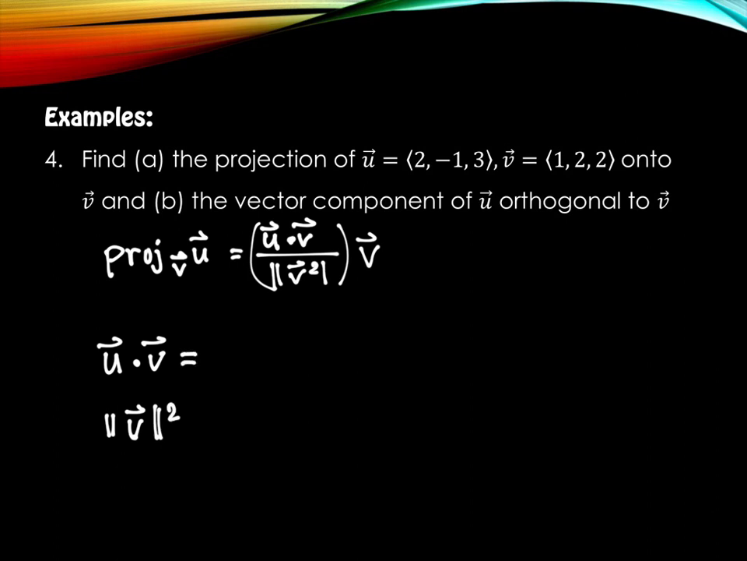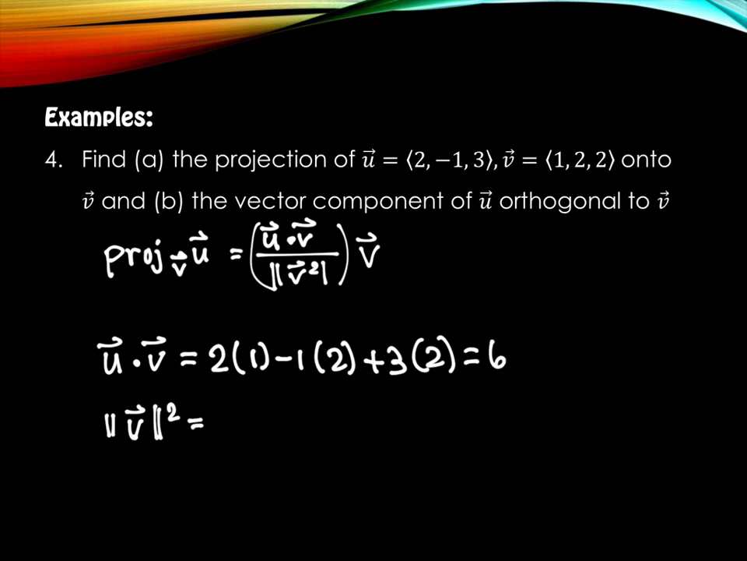So u dot v, so I'm going to have 2 times 1 minus 1 times, I don't want to interchange my dots because they mean something different now. Let's use parentheses. 2 times 1 minus 1 times 2 plus 3 times 2. That'll be our dot product. What does that give me? Somebody said it? 6, yes.